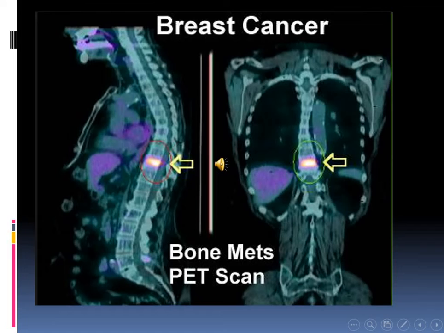A more advanced imaging modality is the PET-CT scan. This will also help us in the diagnosis of bone metastasis, as there is uptake in the abnormal part of the body that contains the malignancy. You can see in this patient with breast cancer, there is a high uptake seen in the circle on both coronal and sagittal views. The coronal view is on the right side, the sagittal section on the left side. So this represents metastasis.